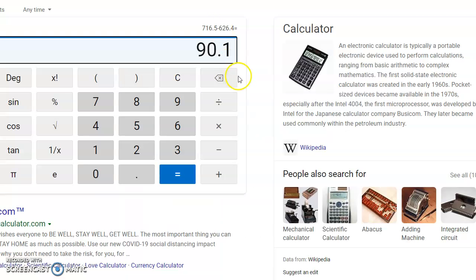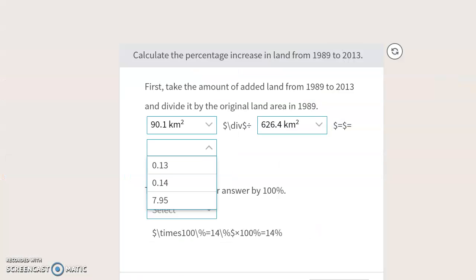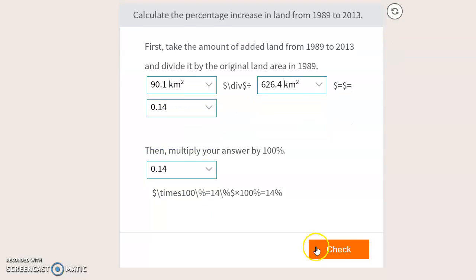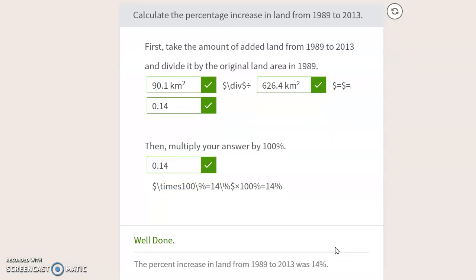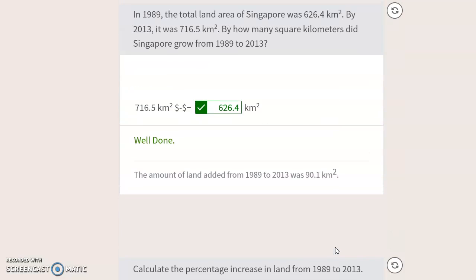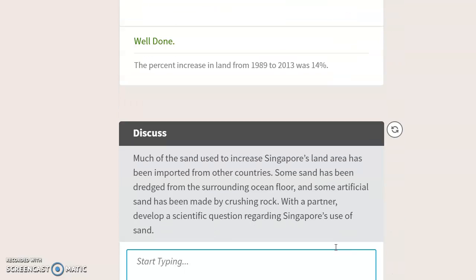So 90.1 divided by 626.4, 0.14. So when we look here, 0.14, then multiply by 100. That's easy because you just move the decimal two places. They even put 14% here, which makes that really easy if you know that it's 0.14. Okay, so the land increase was 14%.